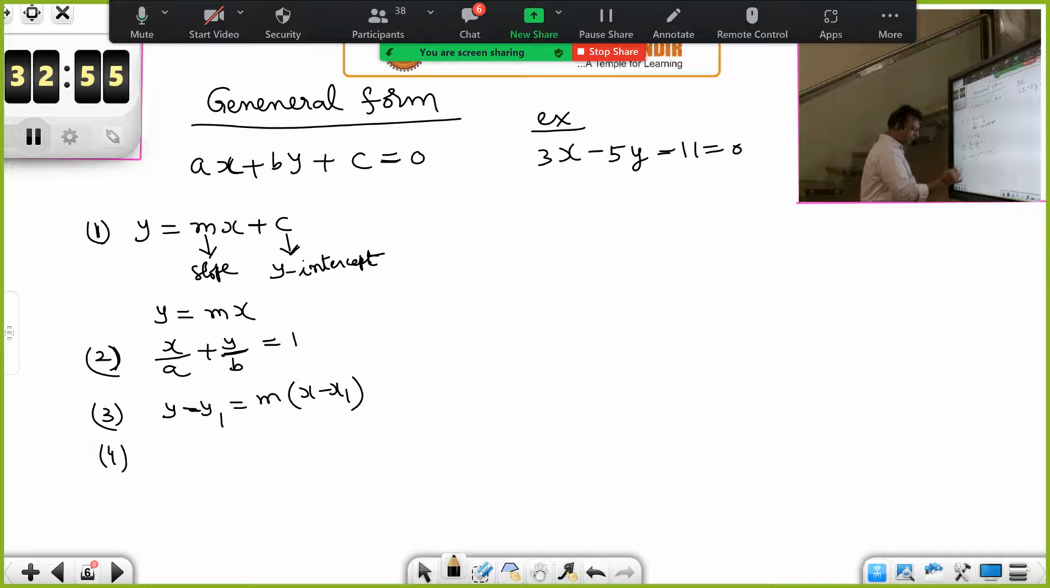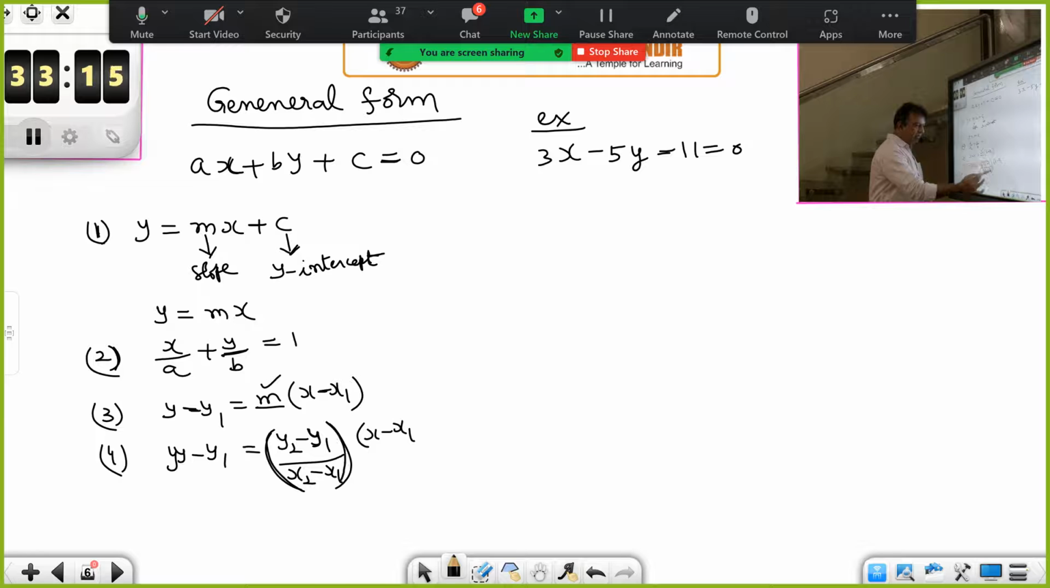Next, 2-point form. Y minus y1 is equal to y2 minus y1 by x2 minus x1 into x minus x1. So when 2 points are given, first we calculate m and put it here. In place of m, we will put y2 minus y1 by x2 minus x1. Remaining all point slope form only.